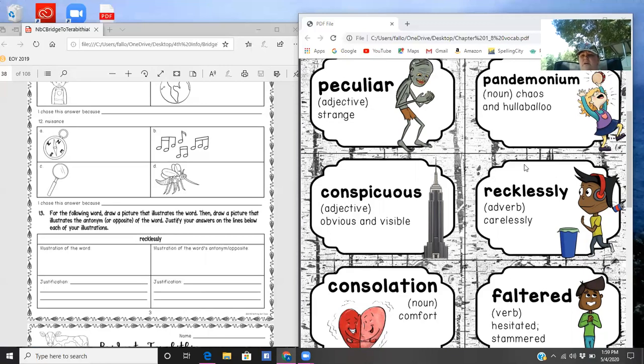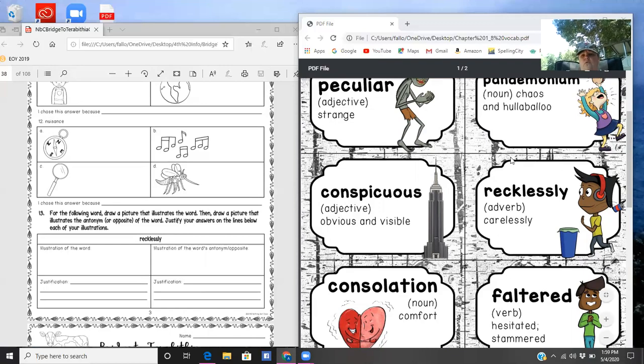I hope this was pretty quick and easy for you guys, and I hope you guys use your vocabulary cards because they're so useful when doing vocabulary.